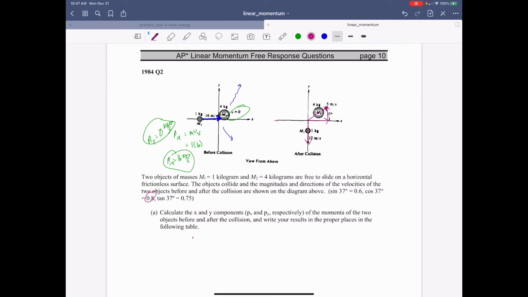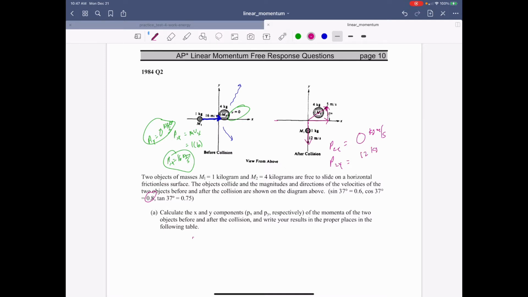So let's do the first one here. This is the easy one. The momentum of the second object in the x direction finally is going to be 0, because if you notice, it's only going in the y direction.